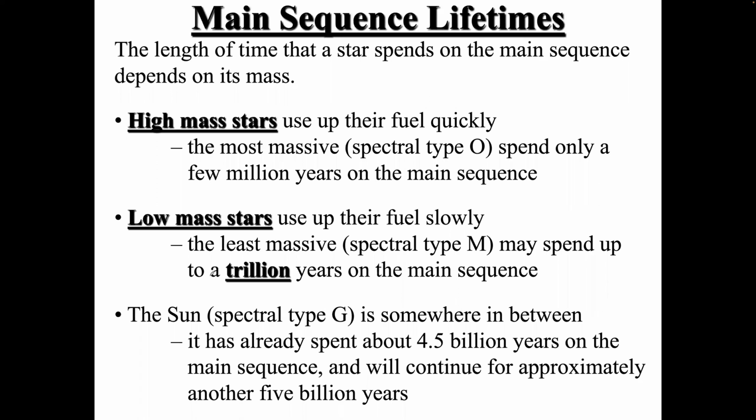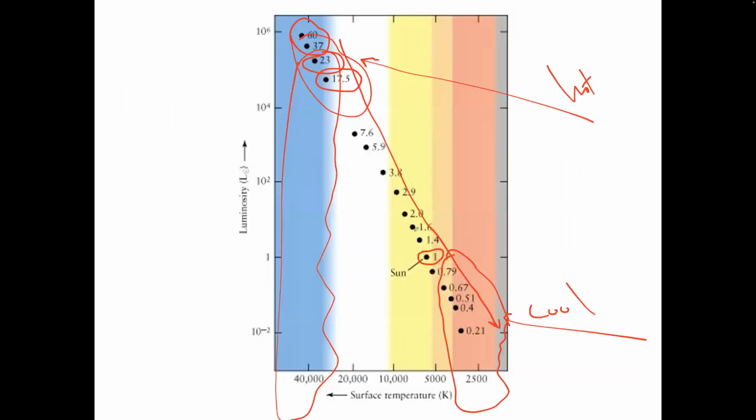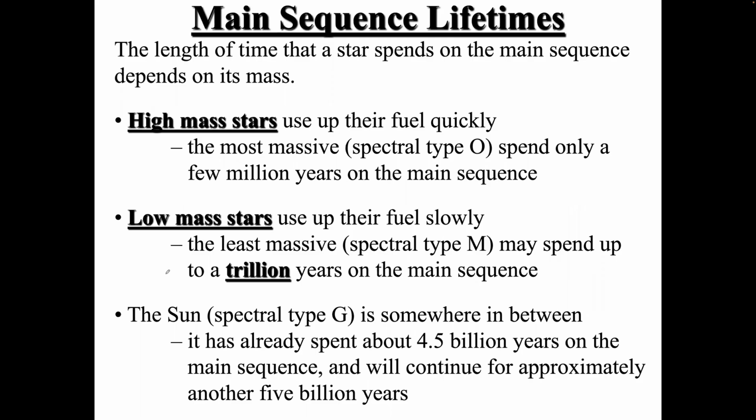Now, you may be wondering what will happen to our sun, right? Because that is important. As you saw in the previous diagram, the sun is right here, close to the middle, but not exactly at the middle. So the sun is somewhere in between these spectral types. Basically, it's a G-type star. So maybe it's important to know the spectral type of the sun, right?